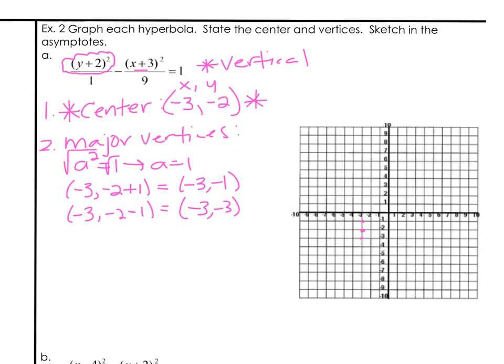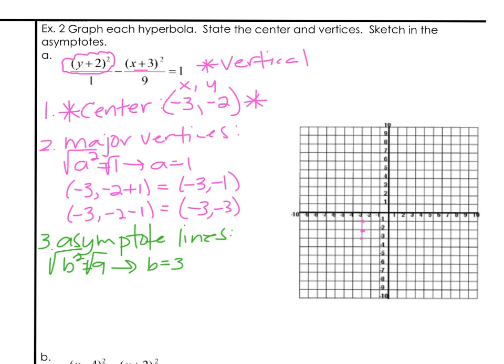Now to create those asymptote lines, we use that b squared. B squared equals 9. So if we take the square root, we're going to go 3 to the left and 3 to the right from the center, and that's where we'll be able to draw in that rectangle. If we count 3 to the right on the graph, we're right on that y-axis. So I'm just going to put a little x there. And if I count 3 to the left, I'm over here at -6, -2.